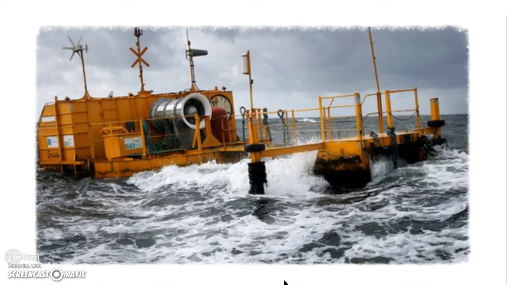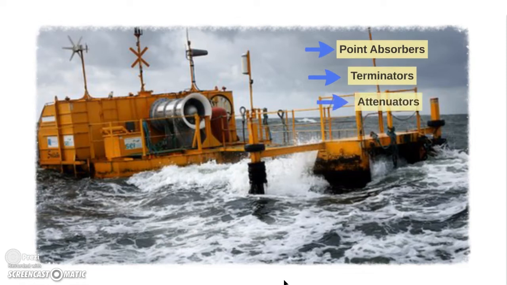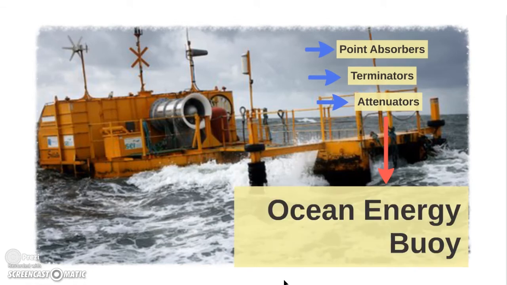The WEC can be classified as one of three types, namely point absorbers, terminators, or attenuators. This piece was centered on the Ocean Energy Buoy, a variation of the backward bent duct buoy, or BBDB, which falls into the attenuator category. Attenuators are characterized by their principal axis lying parallel to the predominant wave direction.